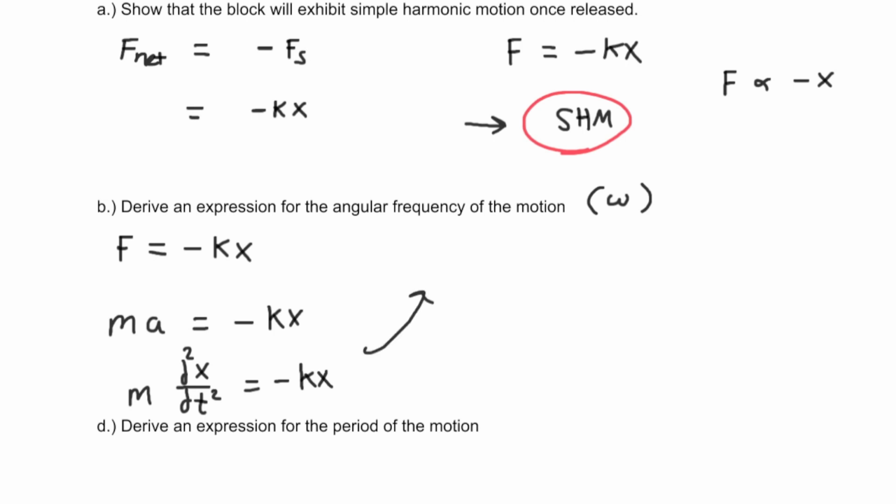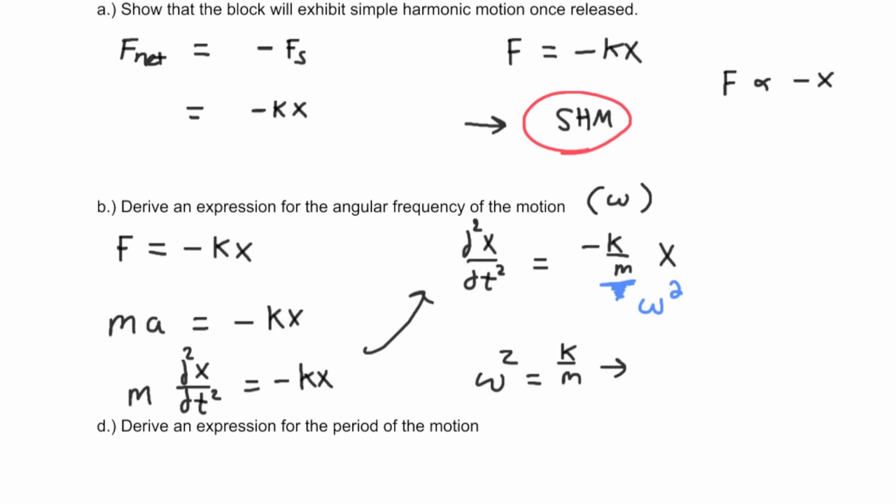Or rearranging, we get d squared x over dt squared is equal to negative k over m times x. And by definition of simple harmonic motion, the number in front of the x is always going to change depending on your system, but this number right here is always omega squared, because that's our form of the differential equation: the second time derivative is equal to negative angular frequency squared times x. So this just means that omega squared is equal to k over m, which means that omega is equal to the square root of k over m.